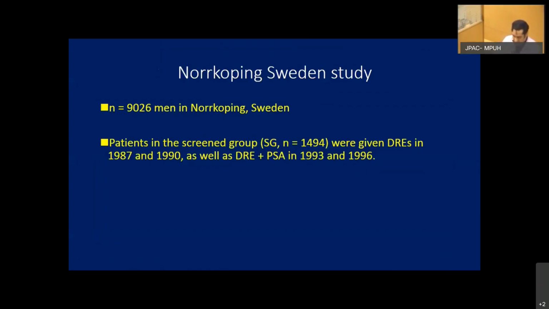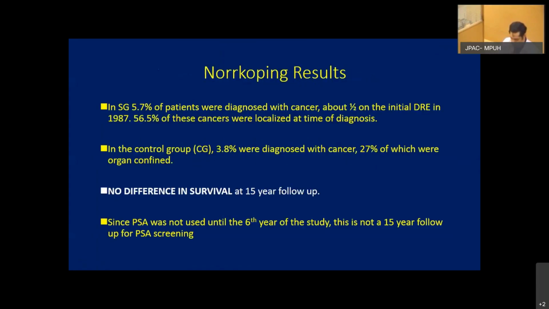Then came the Sweden study, in which there were 9,000 men, and in the screening group there were DREs plus PSA. But PSA was every 3 years in 1993 and 1996. In the screening group, 5.7% of the patients were diagnosed with cancers, and out of them, half were localized. And in the control group, 3.8% were diagnosed with cancer, and 27% of which were organ confined. And again, they also found that there was no difference in survival at 15 years of follow-up. Again, there was some flaw. Since PSA was not used until the 6th year of the study, we cannot say that this is a 15-year follow-up of PSA screening.